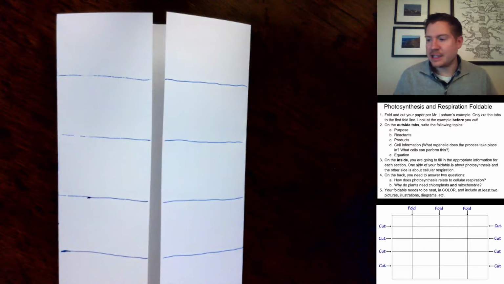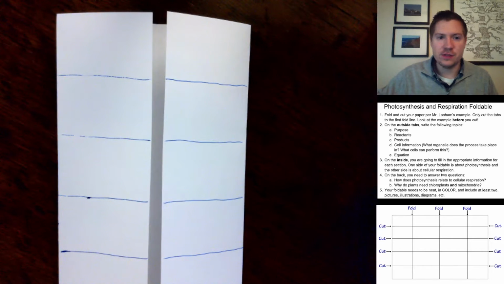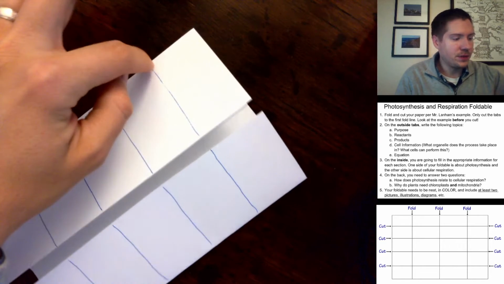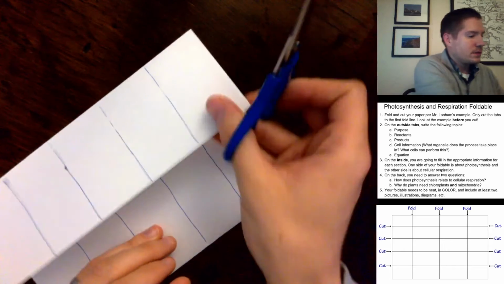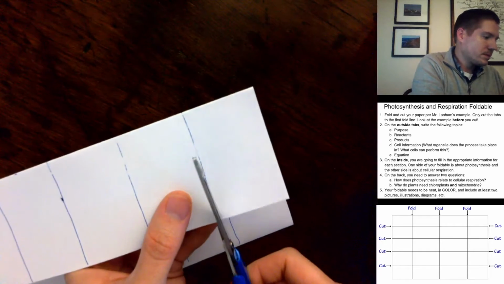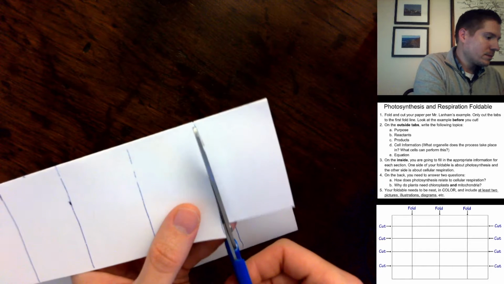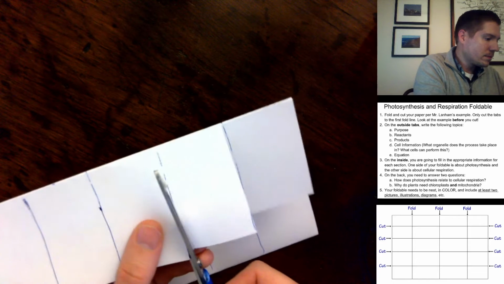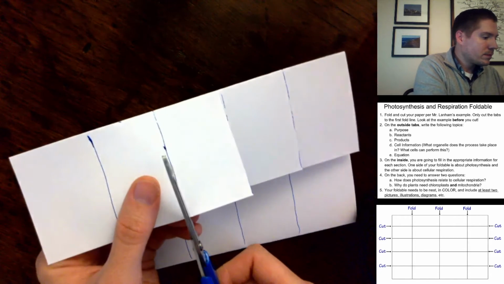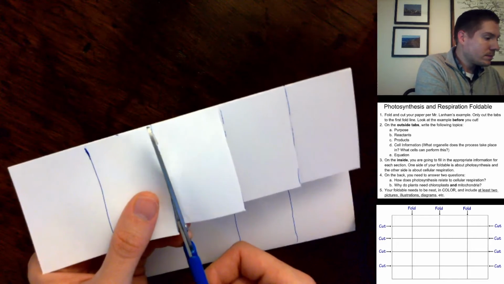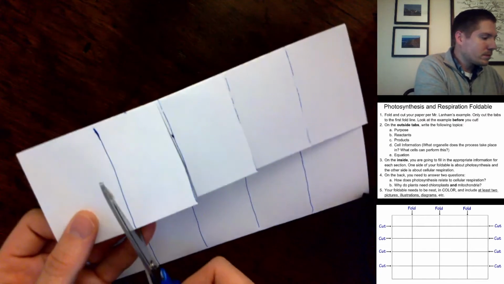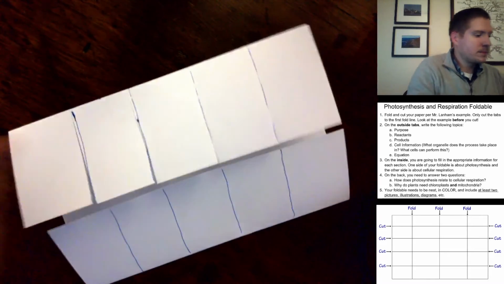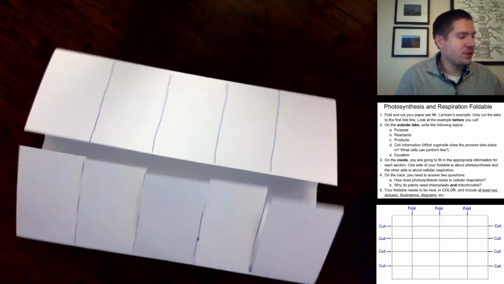Alright, so I've got my guidelines. And now I just need to take my scissors and go ahead and cut each of these from the middle to the edge there. So that's my left side. Now I'm going to turn it around and do the right.